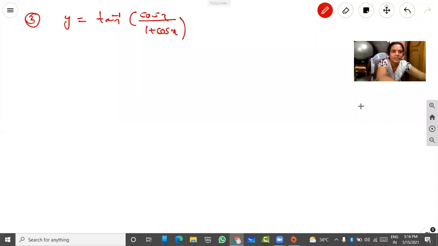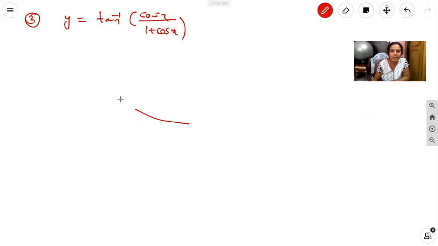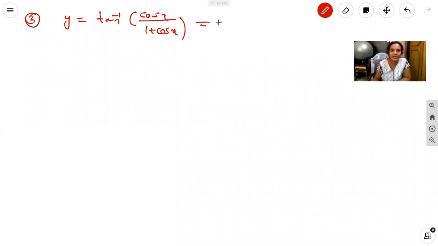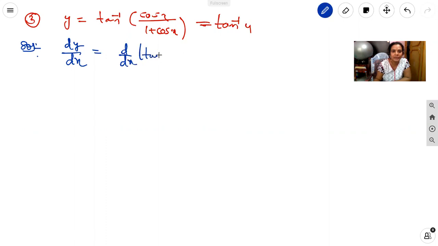The third problem in this exercise, it is the last one. Here it is in the form of tan inverse u. If we differentiate y with respect to x, that is dy by dx equal to d by dx of tan inverse u. The derivative of tan inverse u is 1 by 1 plus u square, and again u differentiation is du by dx.